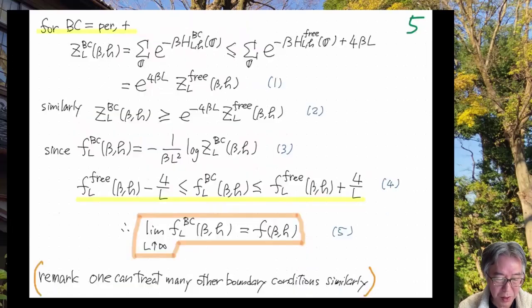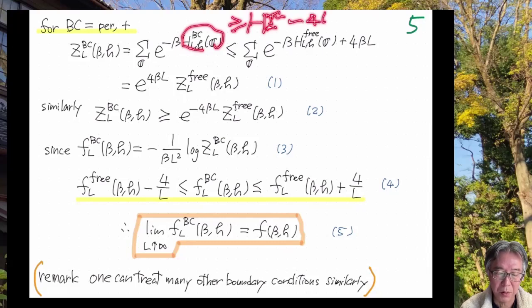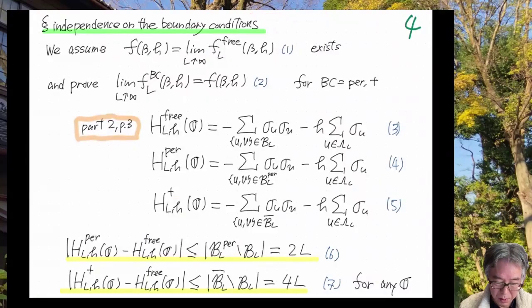Okay, so let's proceed. So now we are interested in the behavior of free energy. So let's look at this partition function for the periodic or the plus boundary condition. So this is the definition. Now here I want to replace this by the Hamiltonian of the free boundary condition by using the previous estimates. So now I will lower bound this by the free Hamiltonian, and then you have to add something else like 4L. Is that correct? Okay. Yes.